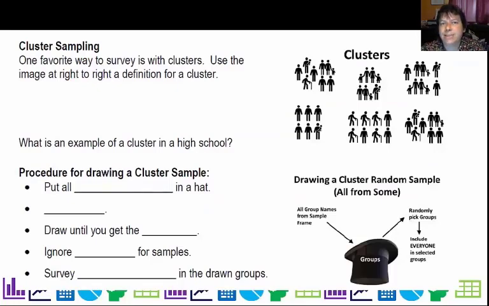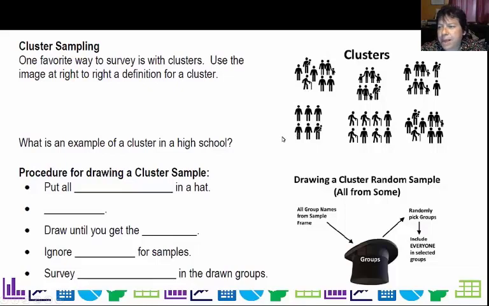One favorite way to survey is with clusters. So we're going to use the image at the right here to come up with a definition for a cluster. If you look at the groups, there are groups of people here, another group, a group, a group. What would a cluster be? Well, a cluster is a group, really.